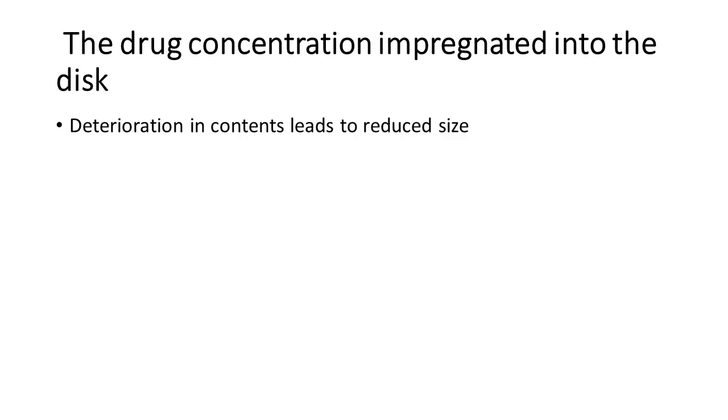The drug concentration impregnated into the disc. When the concentration of the drug increases, diffusion also increases. Sometimes the deterioration of the drug also affects the zone of inhibition. If deterioration has happened, the concentration is low, so the zone size is low compared with the actual zone size.